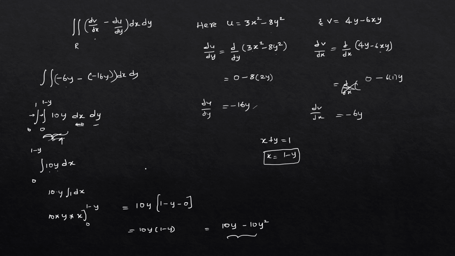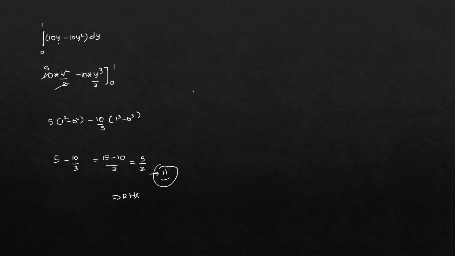And already we got the LHS value as 5 by 3. So now both the LHS and RHS values are equal. So now we can say that Green's theorem is verified. Green's theorem is verified for the given question, right?